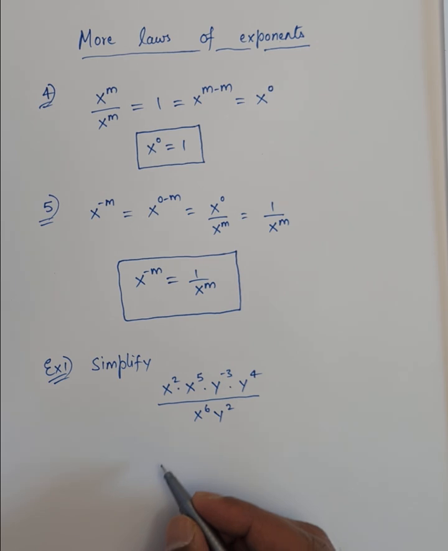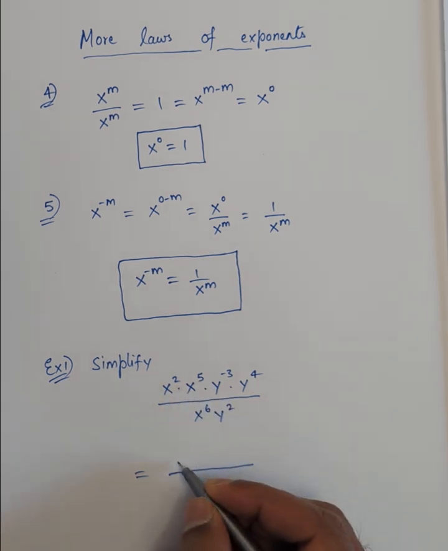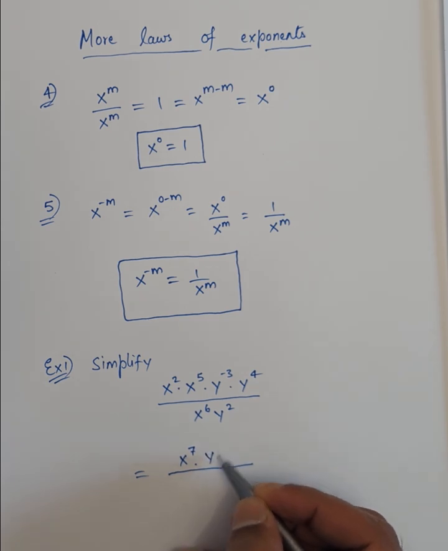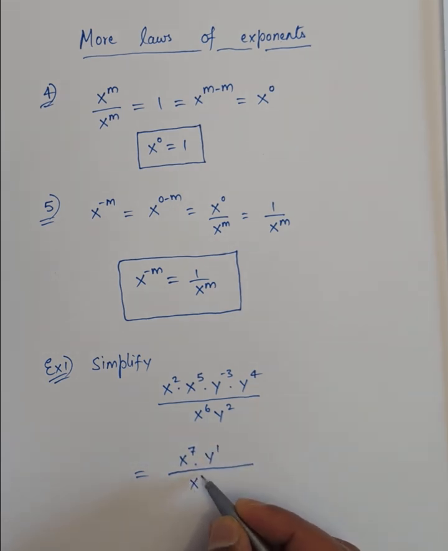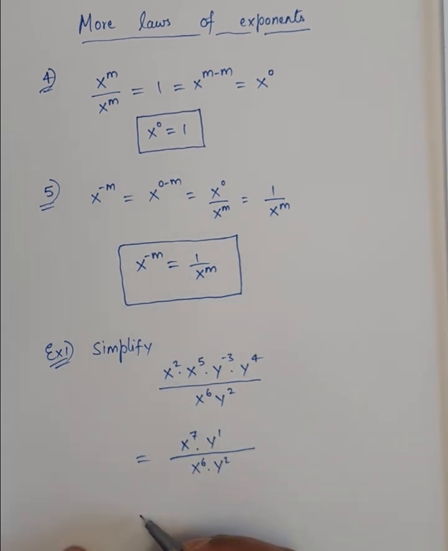In that case, you can work in the numerator and denominator separately. So in the numerator, you have x to the power 2 times x to the 5, so that's x to the 7. And then you have y to the negative 3, y to the 4, so that's just y to the 1, over x to the 6, y squared. And now we can look at each variable separately. So I would have x to the 7 minus 6, and then I have y to the 1 minus 2. So that is equal to x to the 1, y to the negative 1.